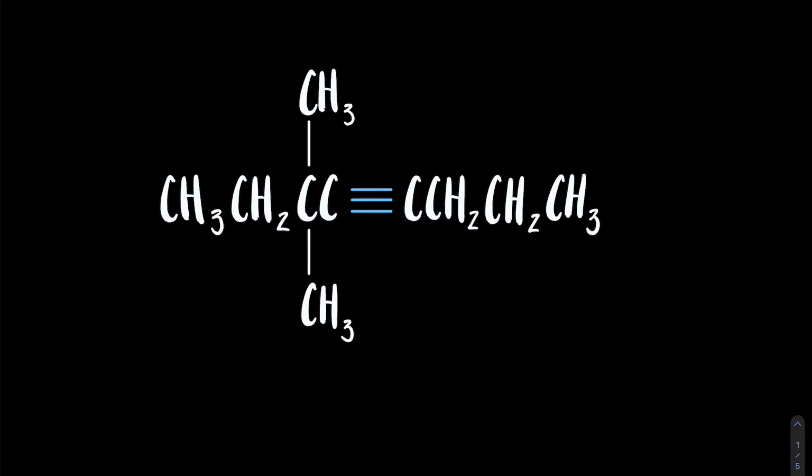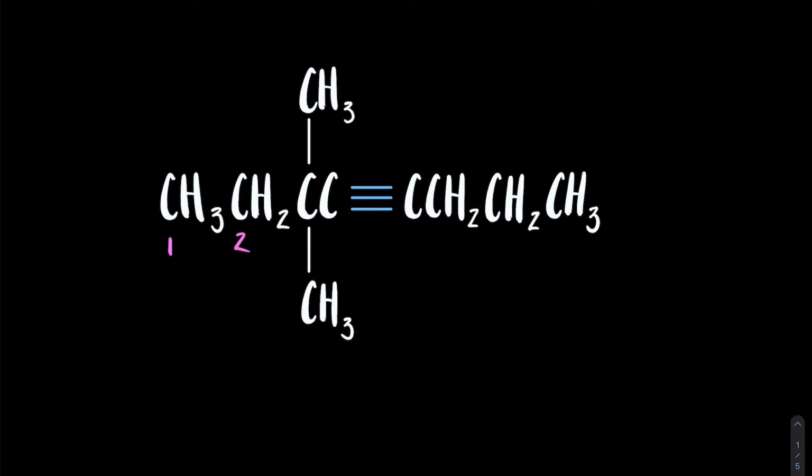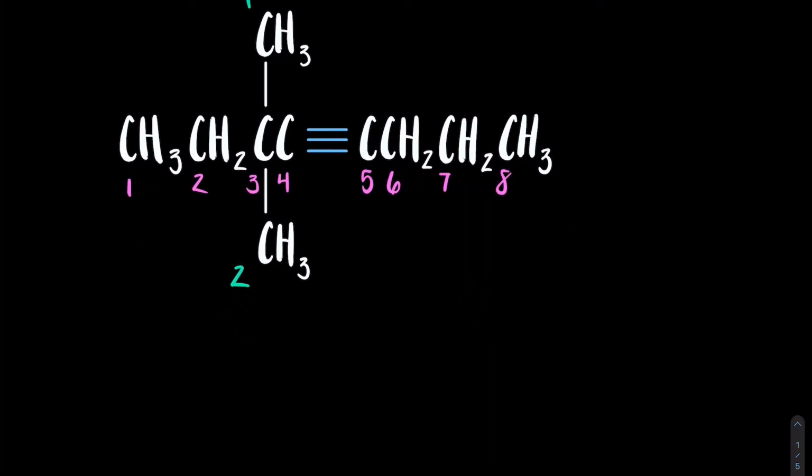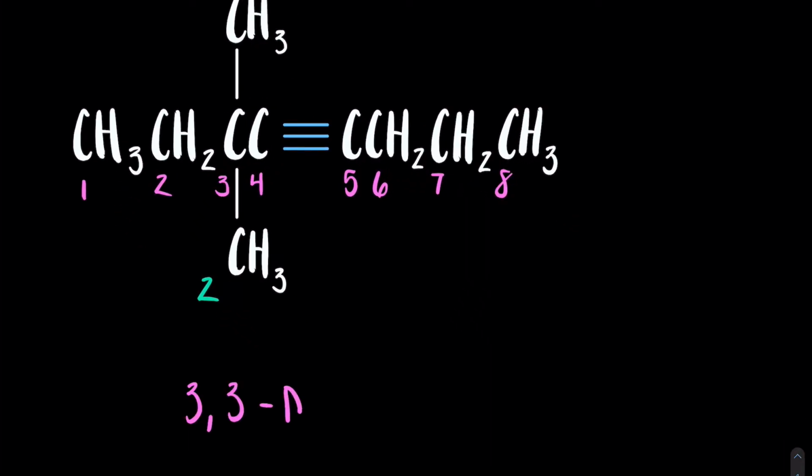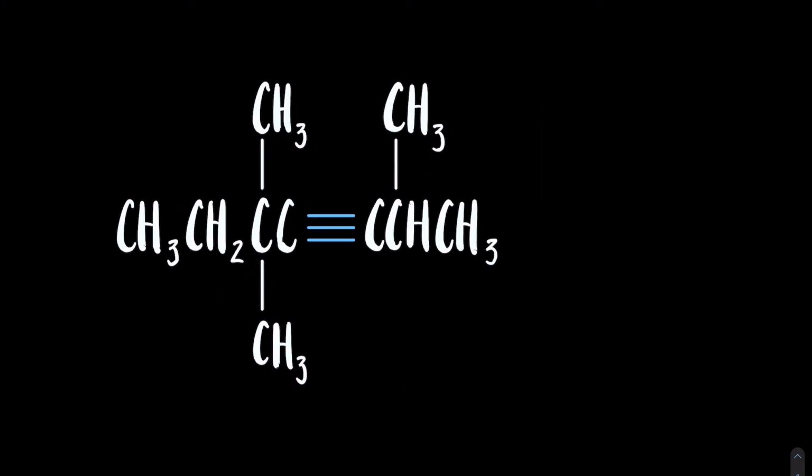So now let's look at this third example. We're going to start numbering from this end. 1, 2, 3, 4, 5, 6, 7, 8. So we have an octyne parent chain. And we've got two methyl groups. So how are we going to name this? This is going to go 3,3-dimethyl, because there are two methyl groups on that third carbon atom of the parent chain. 3,3-dimethyl-4-octyne.